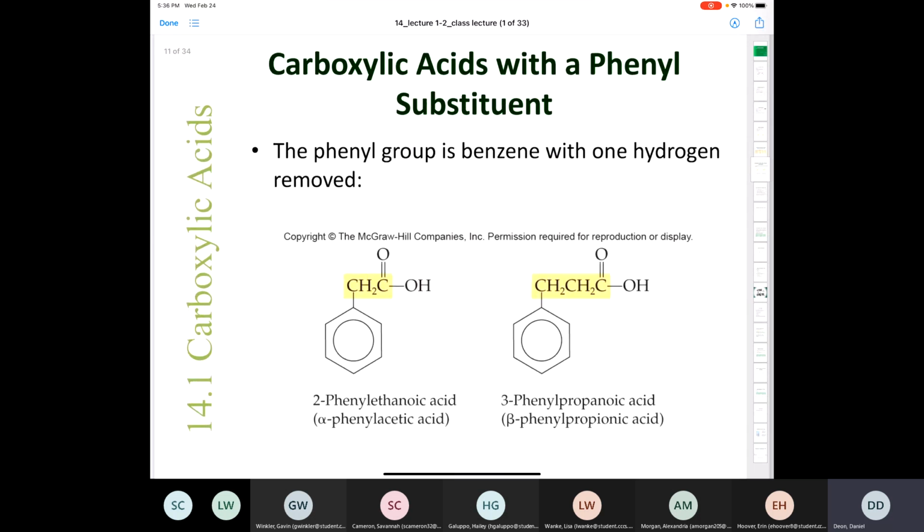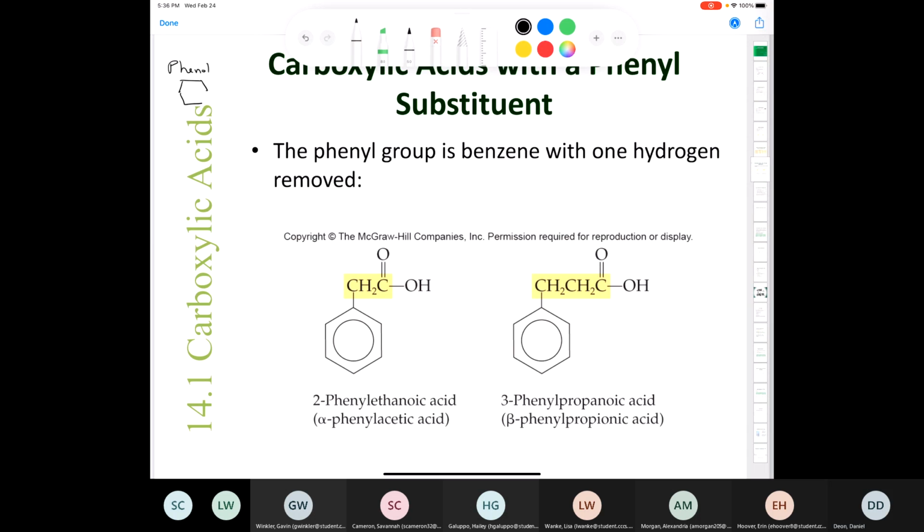What about carboxylic acids with a phenyl substituent? Now, don't mix up phenyl with phenol. Now, I told you earlier what phenol was. So phenol is when you have a benzene ring, okay, and it's got a hydroxyl on it. So that is phenol. That's just the name of this molecule. It's called phenol. A phenyl, okay, when you have YL, not phenol, phenyl is a group.